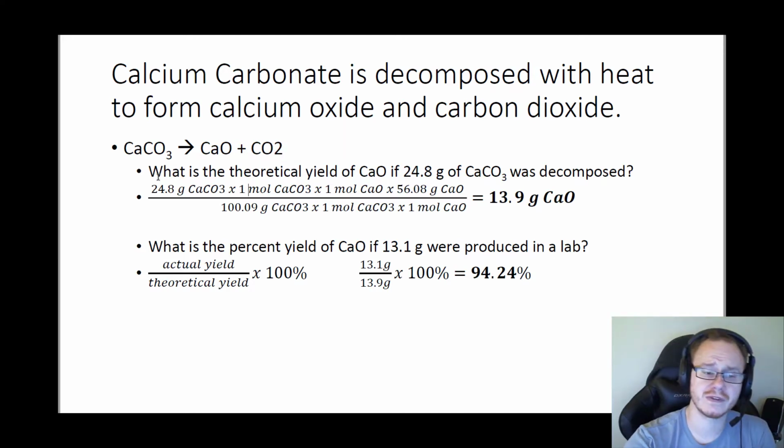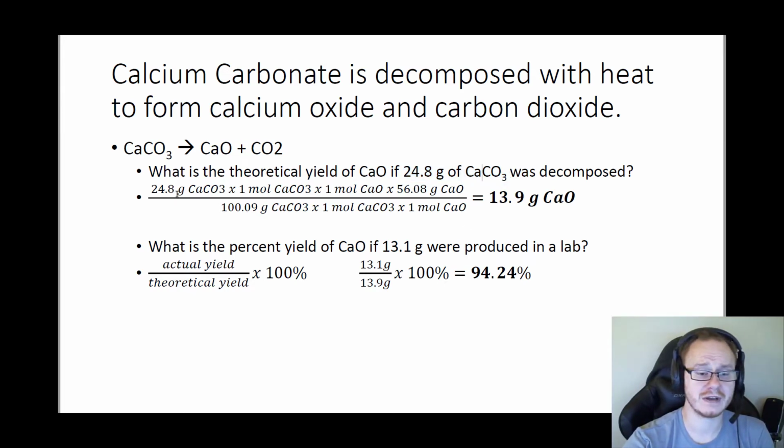So our first question for this will be, what is the theoretical yield of calcium oxide if 24.8 grams of calcium carbonate was decomposed? There's no limiting reactant on this problem. We're just merely given 24.8 grams of calcium carbonate. This is a standard stoichiometry problem.